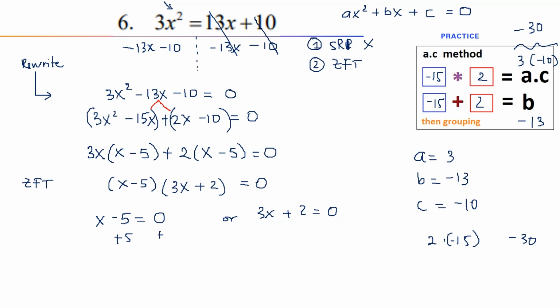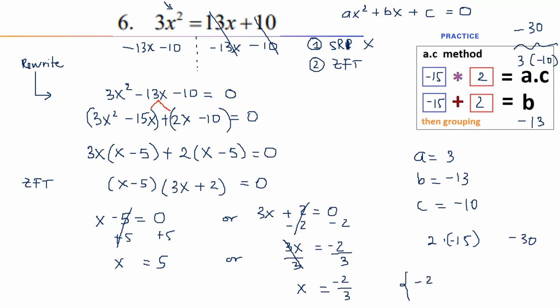Add 5 to both sides to isolate x, so x is 5. Or subtract 2 from both sides, so we are left with 3x equals minus 2. Now divide both sides by 3. 1 times x is x, equals minus 2 over 3. The solution set is minus 2 over 3, comma 5.